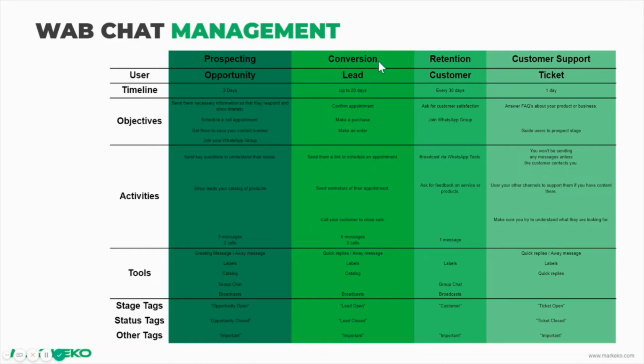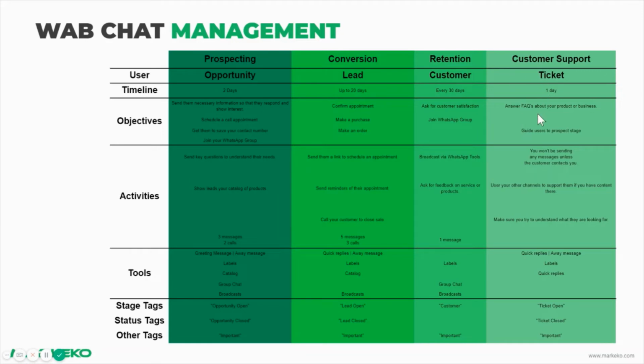The same thing with the conversion. I want to confirm an appointment, make a purchase, make an order, right? I want to try to finally convert that user. And within the retention, once people buy from you, I want to ask for customer satisfaction. And this is key. Retention is key if you want to keep growing your business. And how did everything go, right? You want to have them join a WhatsApp group just for customers, where I can broadcast an offer. If I have specific offers that I can send just to customers, I can do that through my WhatsApp group, and your open rate is just going to be higher, right?